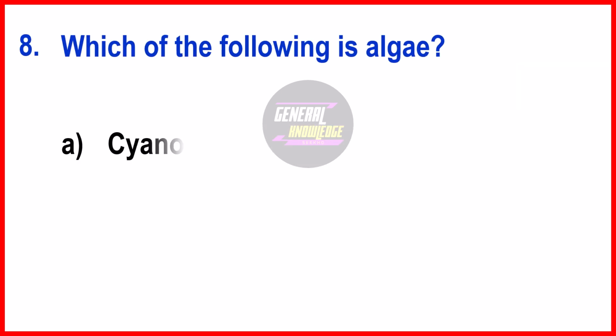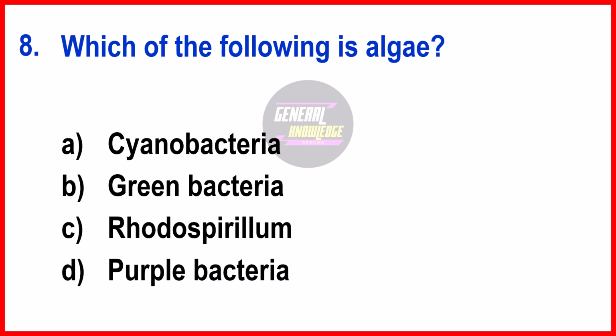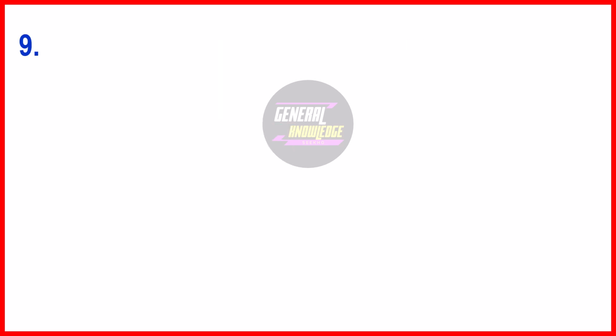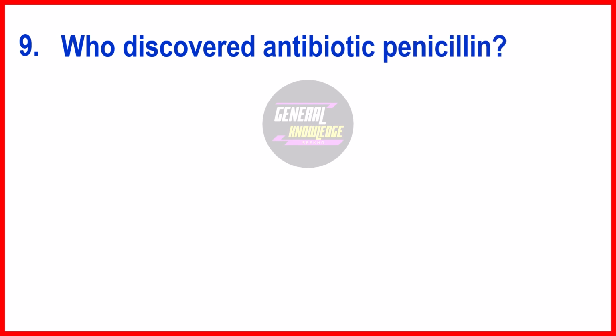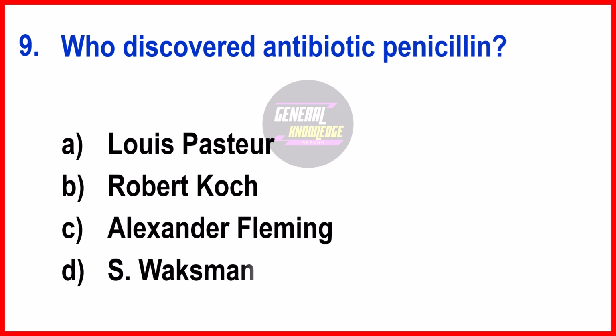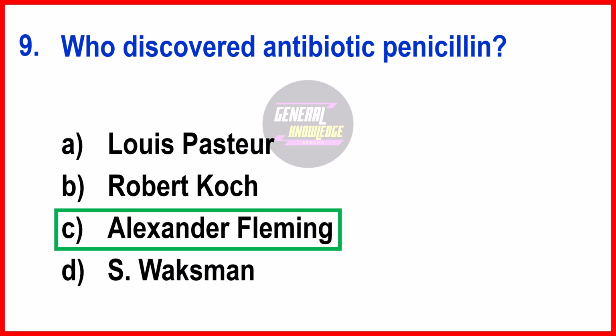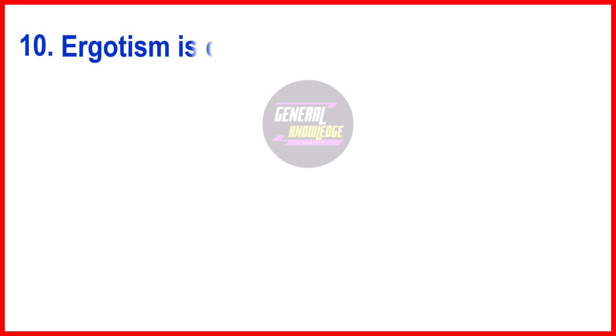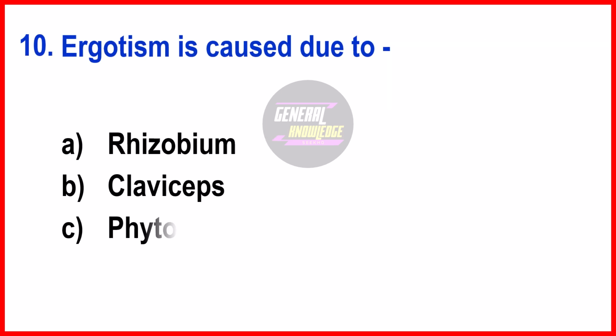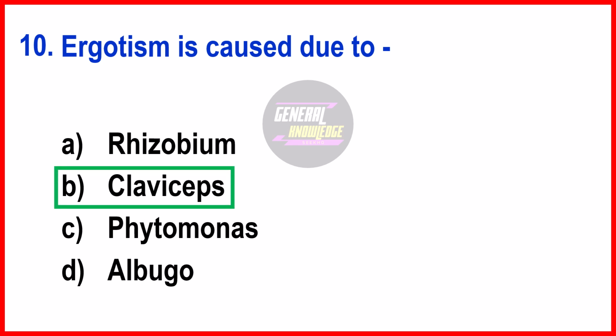Which of the following is algae? The right answer is option A, cyanobacteria. Who discovered antibiotic penicillin? The right answer is option C, Alexander Fleming. Ergotism is caused due to. The right answer is option B, claviceps.